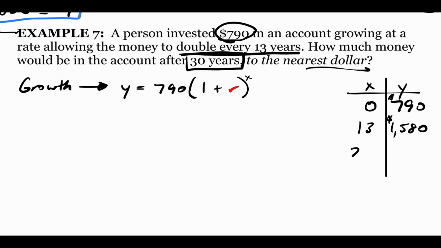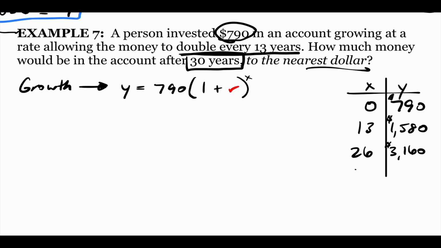And then in another 13 years, it's going to double again. So that would be $3,160 now you have in an account. So for doing nothing in 26 years, it went up over $2,000, almost $2,500.